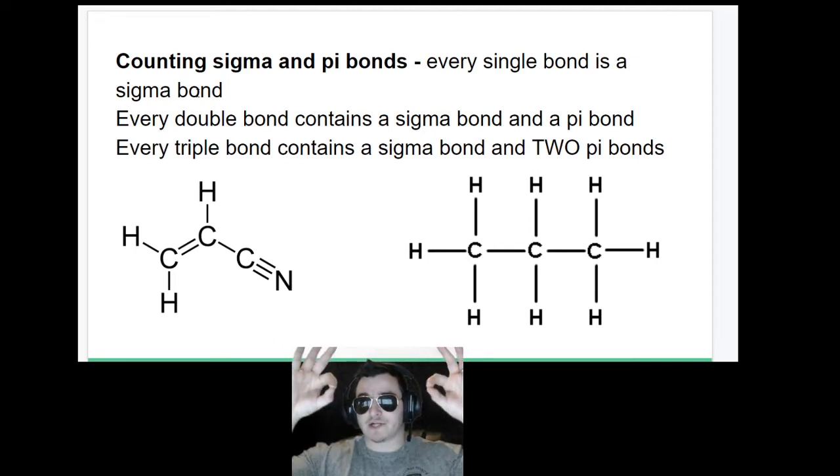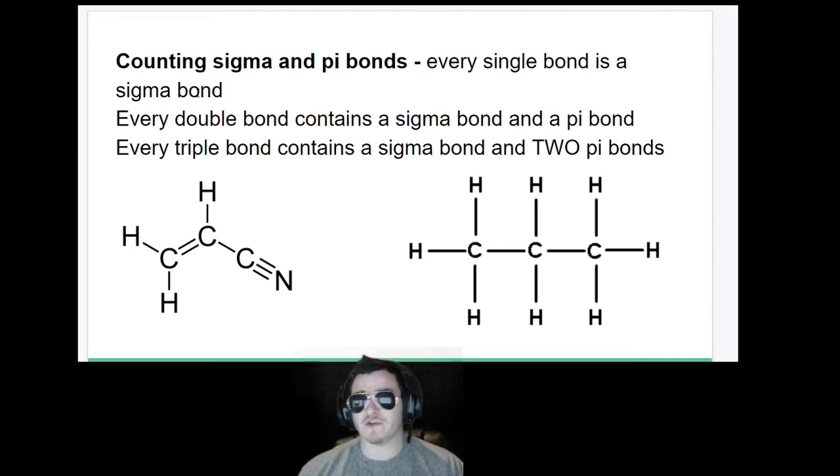And if you're connecting the electrons up top or down below, it's a little bit further for them. And so these pi bonds are stretching a little bit further, and therefore they're a little bit weaker. So let's make this very, very simple. Every single bond is a sigma bond. Every double bond contains a sigma bond and a pi bond. And every triple bond contains a sigma bond and two pi bonds.